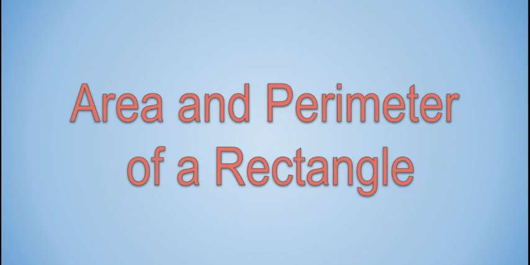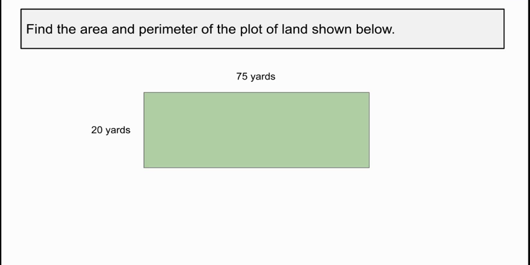In this short video, we are going to find the area and perimeter of a basic rectangle. Let's take a look. Here's our problem. Find the area and perimeter of the plot of land shown below. We can see that that plot of land is 20 yards by 75 yards.